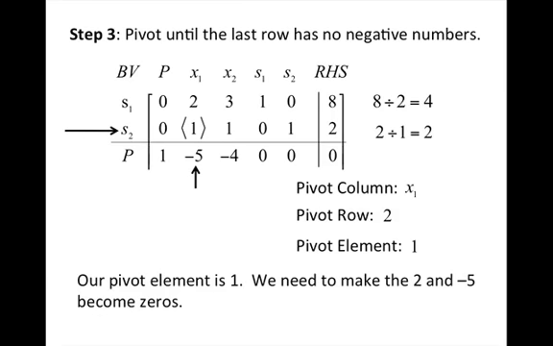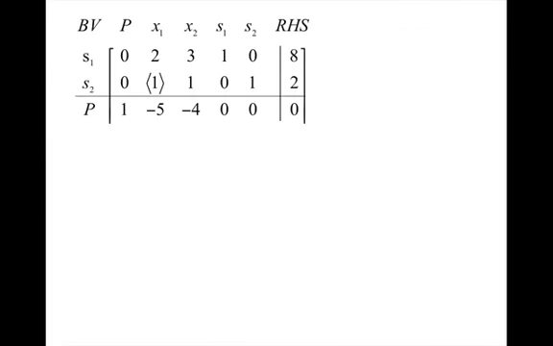So I'm going to complete my pivot operation. The pivot element is already a 1, so I don't need to make it be a 1. That's already done for me. All I need to do now is make the 2 and the negative 5 become zeros. So I make the 2 become a 0 by changing its sign to a negative 2. I'm going to multiply by row 2 because that contains my pivot element. That contains the 1. I'm going to add this to row 1 because that's the row I want to change.